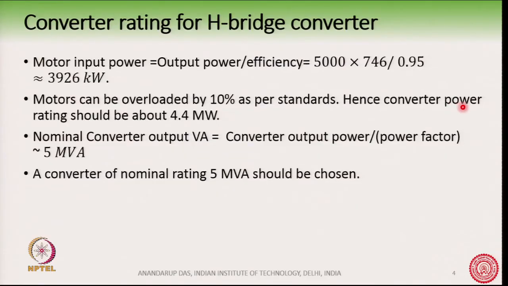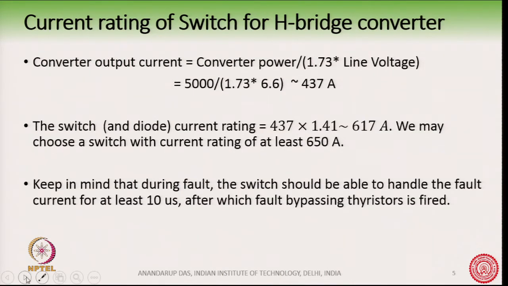Now, we can choose, as an initial guess, that the converter power rating should be 4.4 megawatt. So, the converter output power of 4.4 megawatt divided by the power factor will be about 5 MVA. So, a 5 MVA converter can be chosen to drive such an induction motor. So, what is the converter output current? The converter rated voltage is 6.6 kV and 5 MVA, so about 437 ampere, that is the rated output current of the converter.